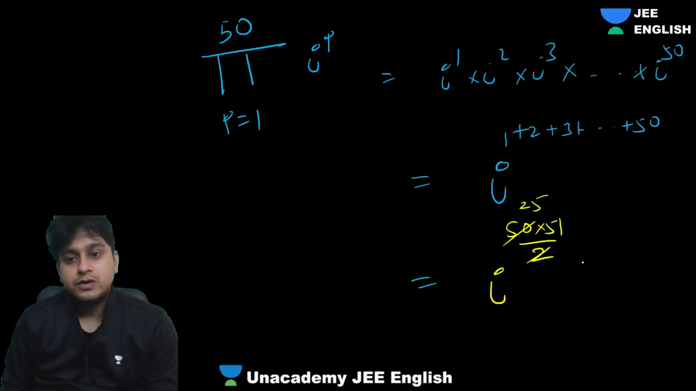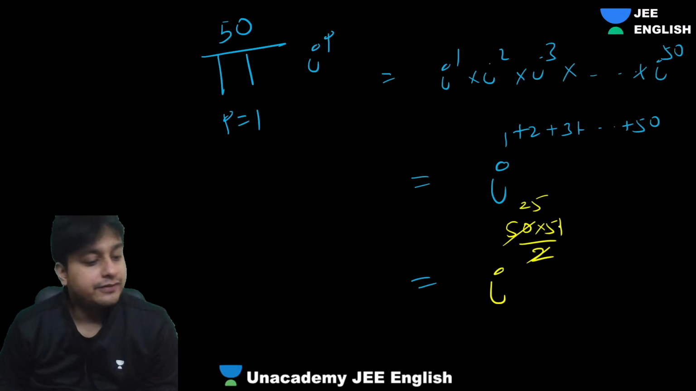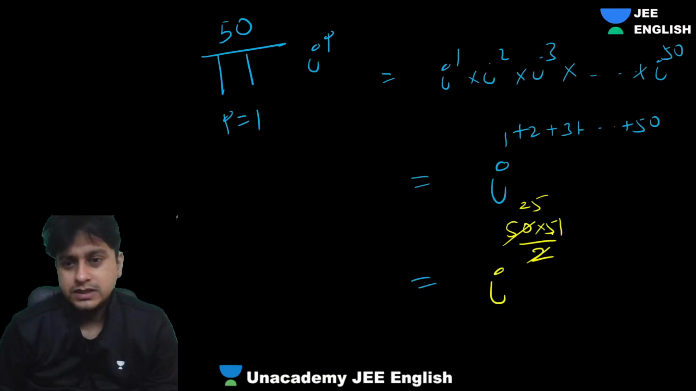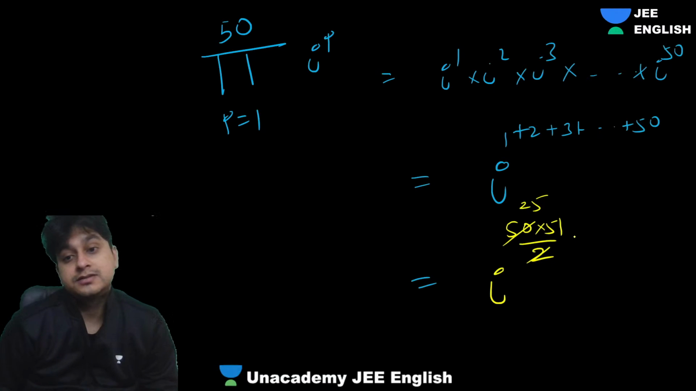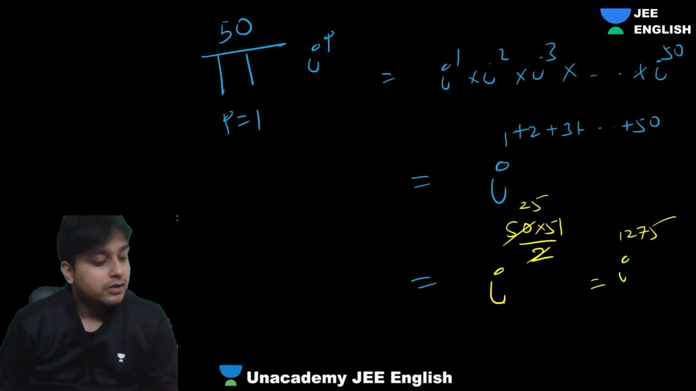What is this? 1275, right? 50 into 51 by 2, so 51 into 25. What is 51 into 25, guys? 50 into 25 will be 1250 plus 25, right? So that will be 1275.